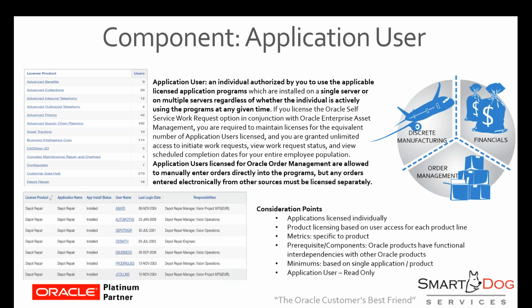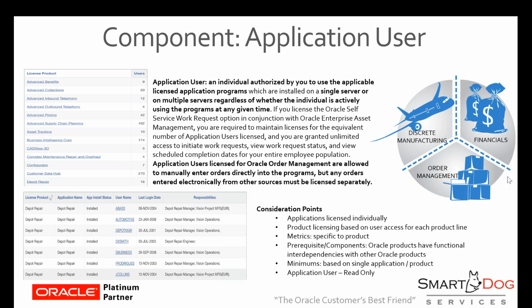So the application user is an individual authorized by you to use the applicable license programs, which are installed on a single server or multiple servers, regardless of whether the individual is actively using the programs at any given time. So similar to the professional user, but again, this is component-based, so we're licensing this based on the specific modules.